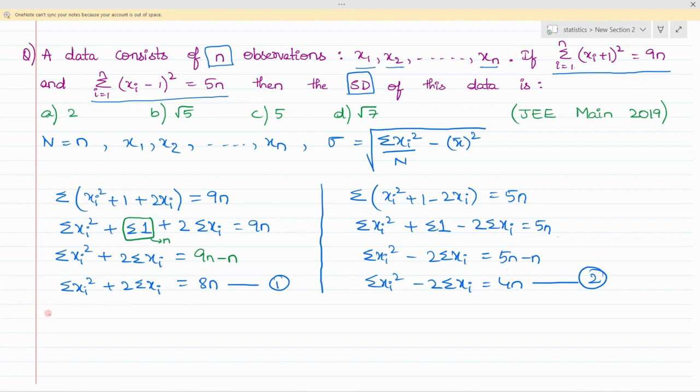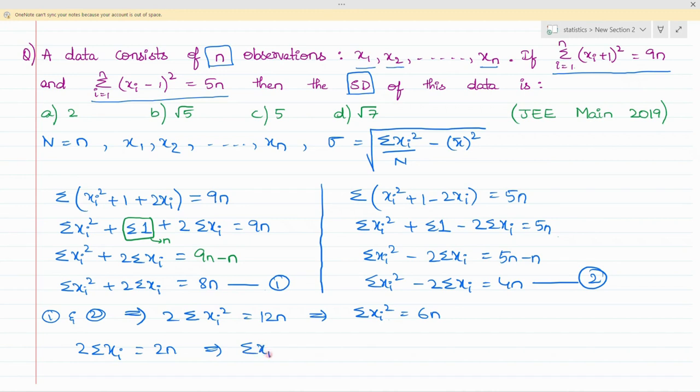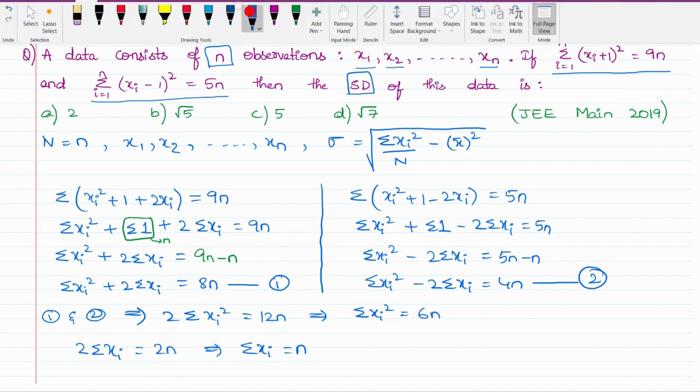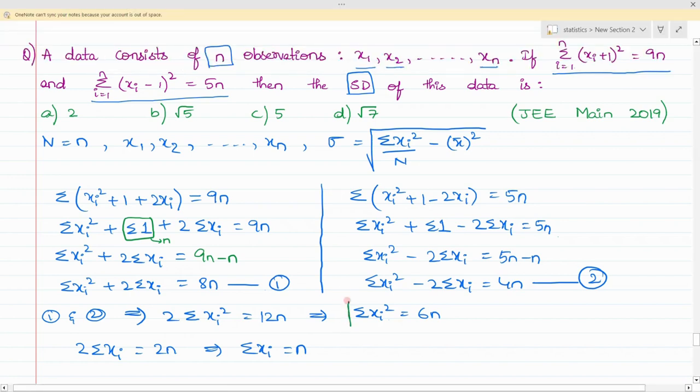Now let's solve 1 and 2. If we solve equations 1 and 2, we'll get 2 sigma xi square is equal to 12n, and from this we'll get sigma xi square as 6n. And if you substitute this value in equation 1, you will get 2 sigma xi is equal to 8n minus 6n, that is 2n, and 2 gets cancelled, so sigma xi is n. So we need to use these two values in the formula of standard deviation.